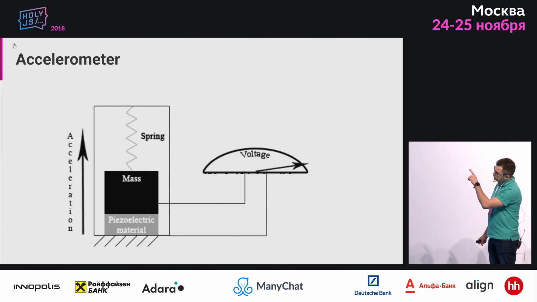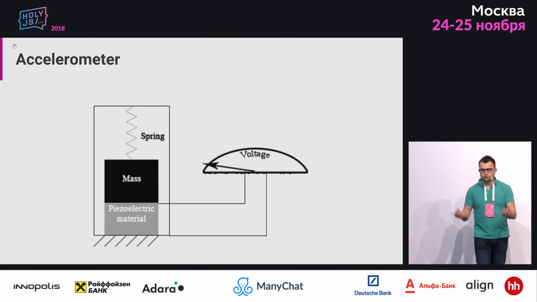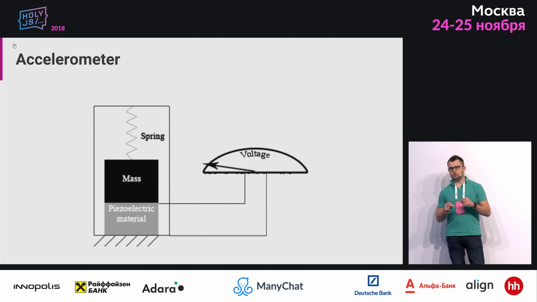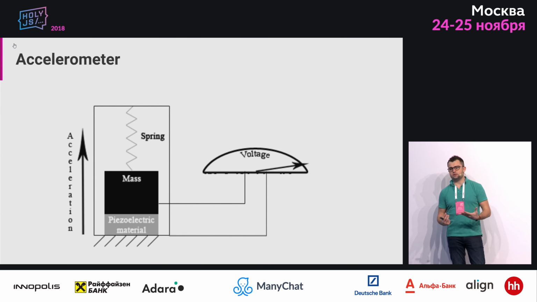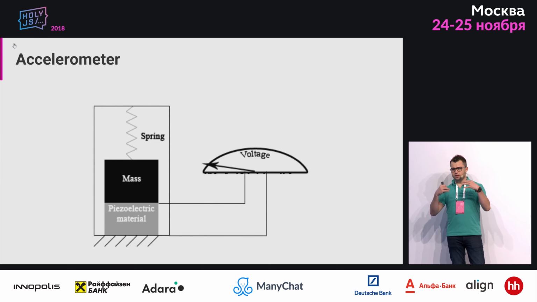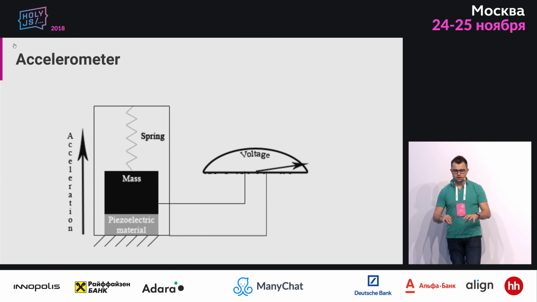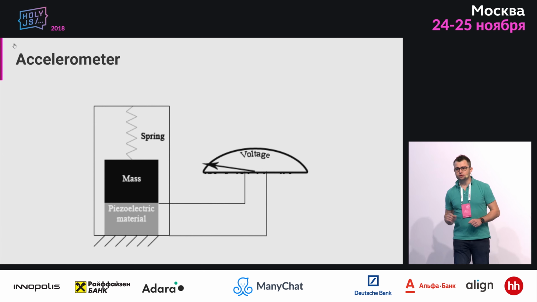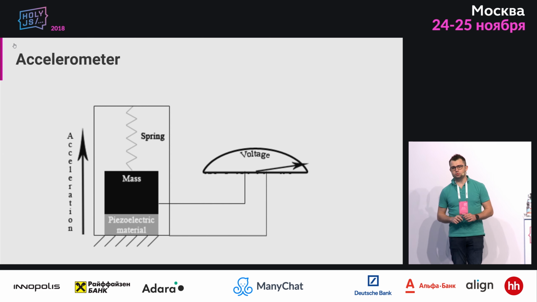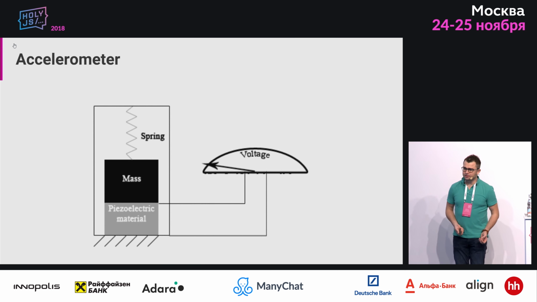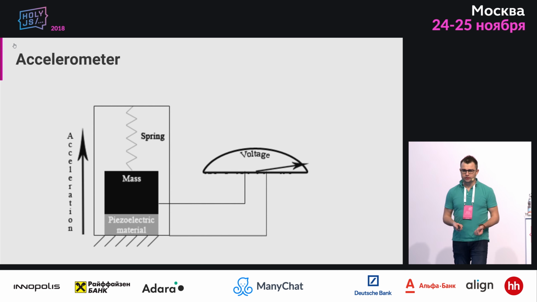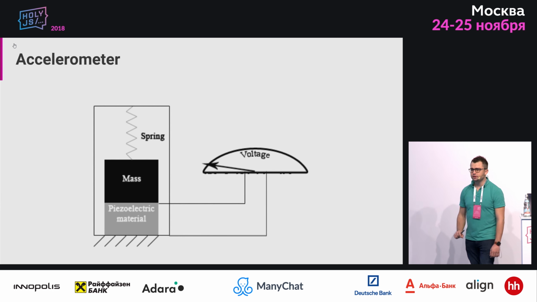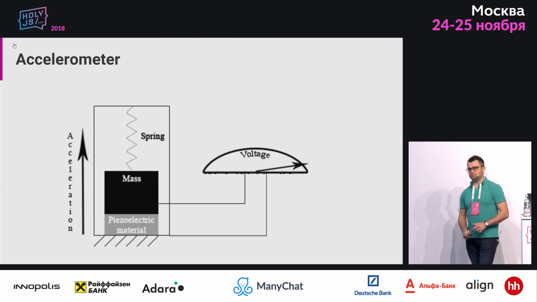So if we see in this animation, as we move this device up, the mass that is attached to the spring, according to the laws of physics, would have the force of inertia that would pull down and press on the material. And the force applied to this material would change the potential that this voltage meter would show. Based on that value, we can calculate the acceleration in the given direction. And these are very small devices built into your smartphone, which we can read from.